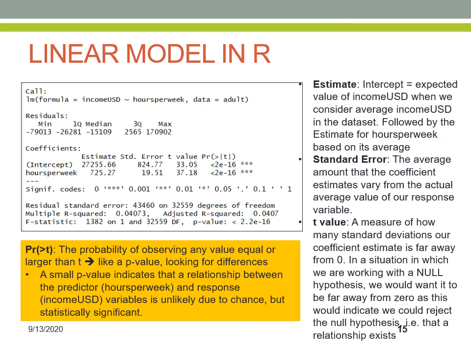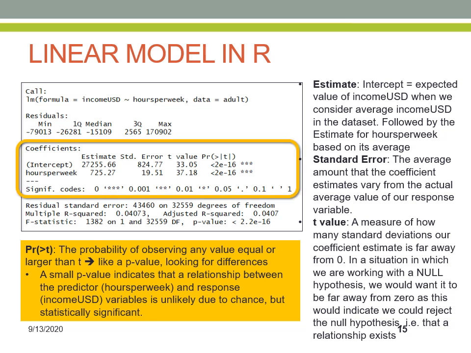The next part of our output is the coefficients here. For the coefficients, we're seeing our first column contains the estimate. The estimate is the expected value of, for our intercept here, income USD when we consider the average income USD in the data set. And that is followed here by the estimate for hours per week that is based on the average of that attribute.